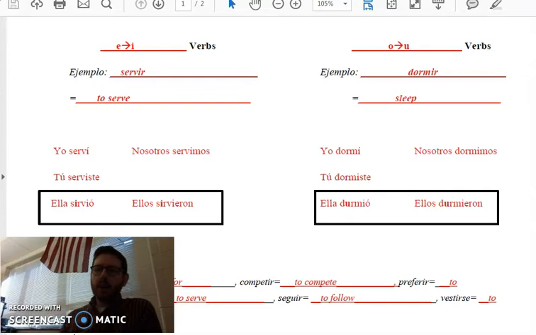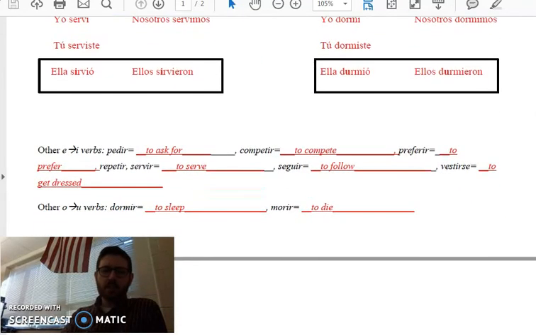Similarly, O to U verbs, an example would be dormir, which is to sleep. You drop the IR to conjugate it. Yo dormí, tú dormiste, nosotros dormimos. But in the preterite, it has that O to U change. Ella durmió, D-U instead of D-O, and ellos durmieron. So those are two types of flip-flop verbs, and you can see there's some other verbs that function like that. Right here, some other E to I verbs and some other O to U verbs. I'm not going to go through those, but you can take a minute to write those down. I'm going to pause this.